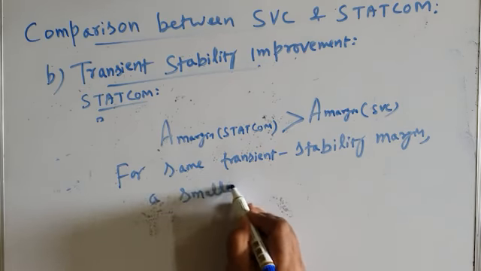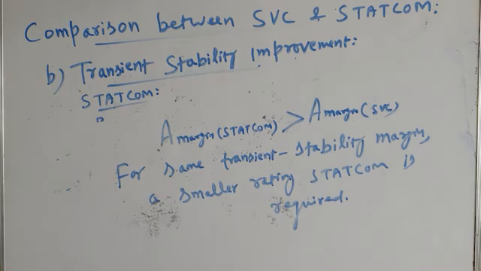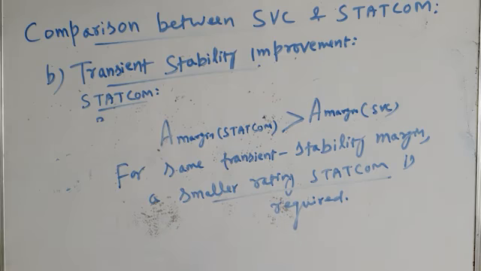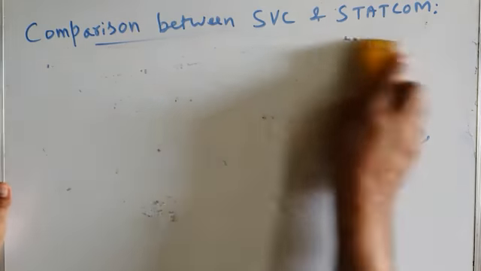So if you have to provide a certain margin of stability and you have to make a choice between SVC and STATCOM, since STATCOM provides a better margin of stability, it improves the transient stability of the system better than SVC. So for the same margin of stability, comparing the two shunt compensators, STATCOM and SVC, it's clear that the rating of STATCOM will be lower. A smaller rating STATCOM is required for providing the same margin of stability. So this point also goes in favor of STATCOM.